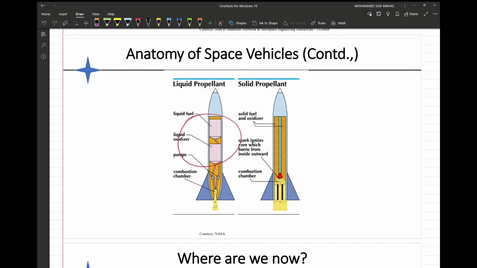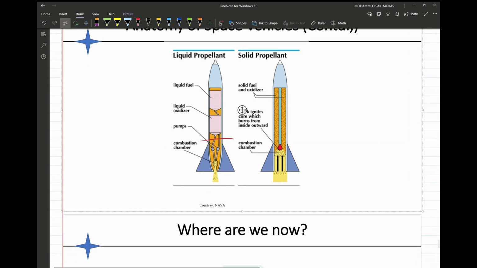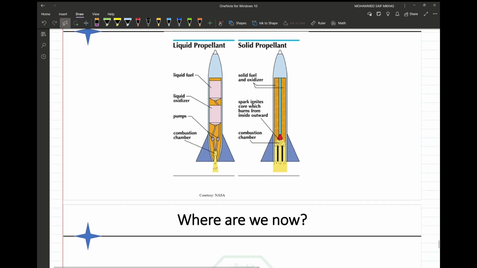A solid propellant consists of only one type of fuel, and once it is ignited by the spark, it cannot be shut down, unlike liquid propellants, which can be shut down just by cutting the supply of the oxidizer and the liquid fuel. But the main problem with the oxidizers and liquid fuel is that they first need to be kept in very cold conditions, and they are not safe to work with. And the main advantage of liquid propellants is that you can cut off the ignition itself.